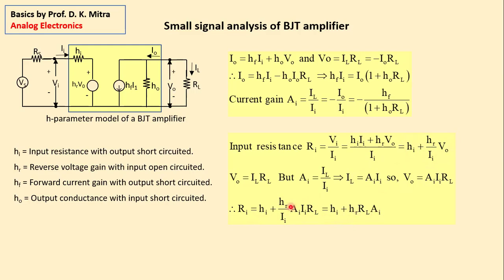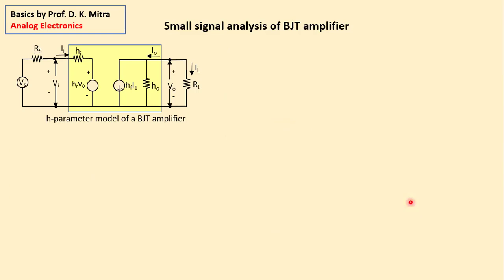So we get input resistance in terms of HI and HR, two H parameters, the load resistance RL which you have decided, and the current gain AI, whereas current gain is given by this factor again. That is why we first decide the current gain, because other parameters are always in terms of the current gain. So we have got current gain and input resistance. Next, we find voltage gain.